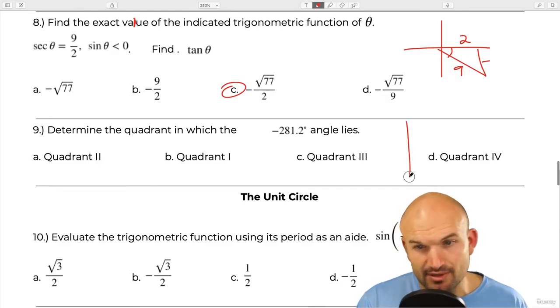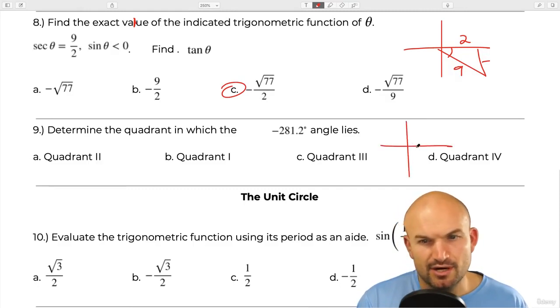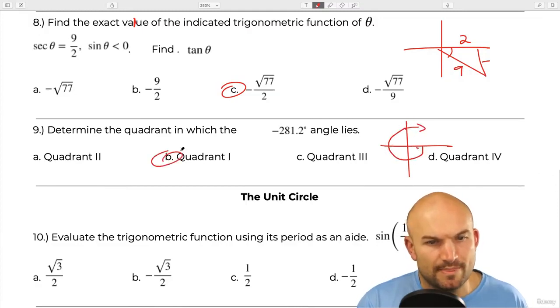All right, determine a quadrant in which negative 182.2 degrees lies. Well, let's just think about this. So negative, so that's negative 90, that's negative 180, that's negative 270. So it's going to be past that, so it will be quadrant 1.